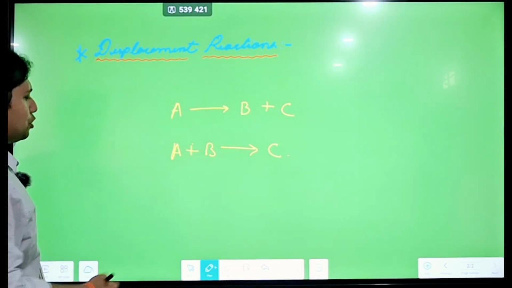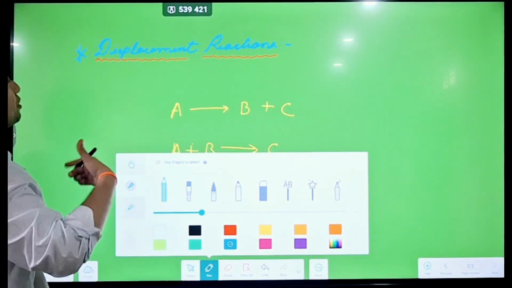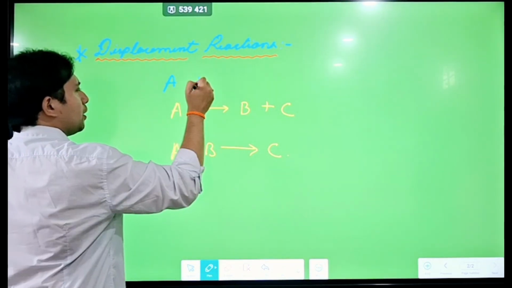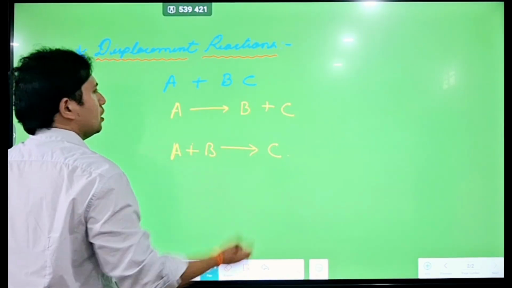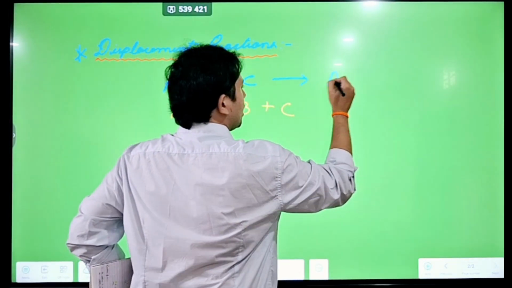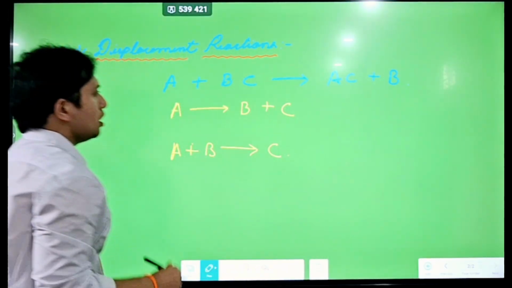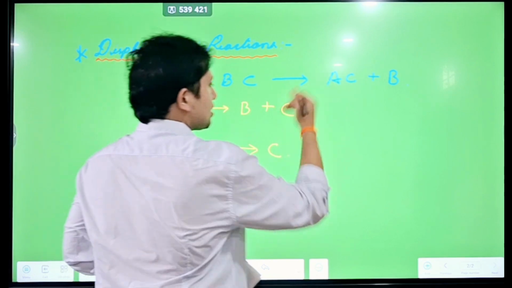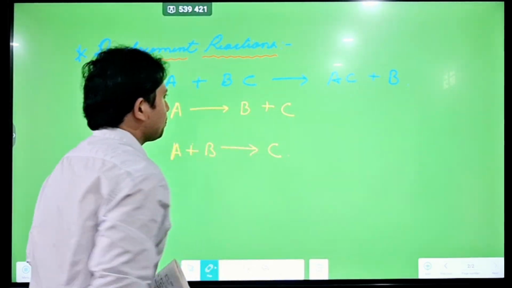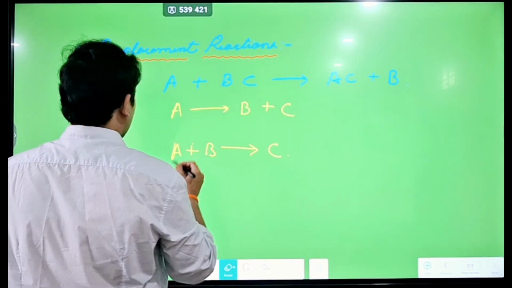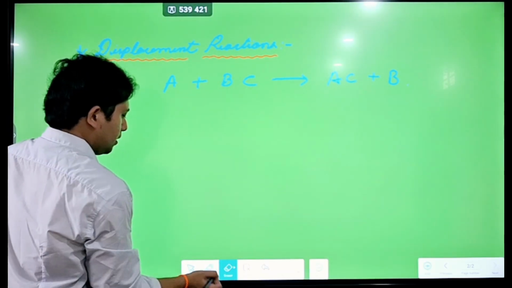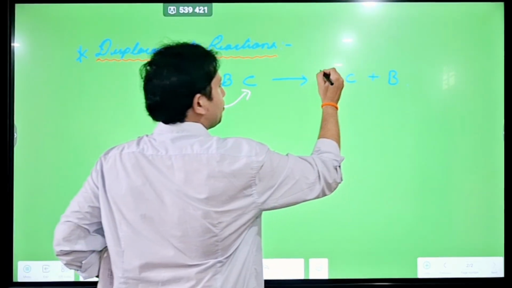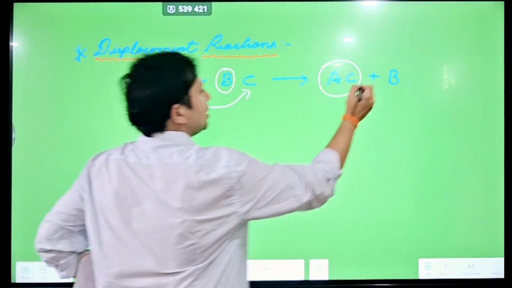Now the displacement reaction, the general formula, I will show you how the reaction moves forward. So it will look something like A plus BC will go forward and become AC plus B. Seeing the reaction, you automatically understand that A plus BC, the products formed are AC plus B. Now we can see that in this reaction, A takes C, becoming AC, and B is left alone.